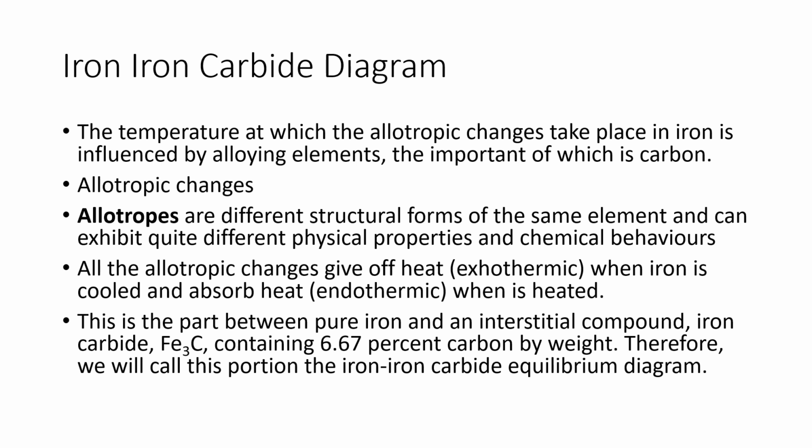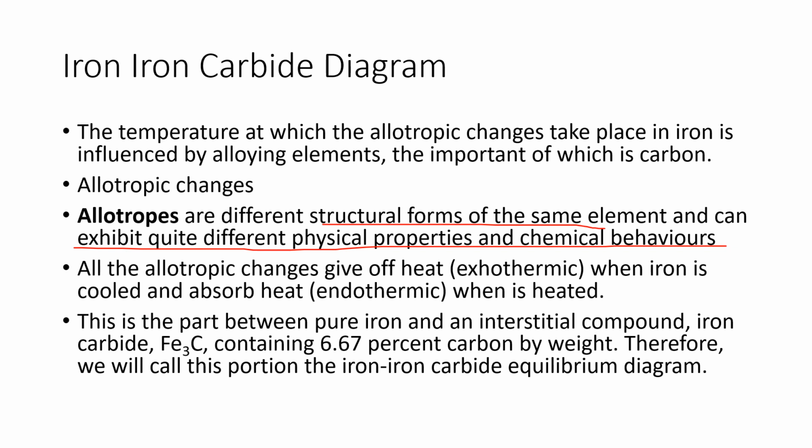The iron carbide diagram. The temperature at which the allotropic changes take place in iron is influenced by alloying elements, the most important of which is carbon. What are the allotropic changes? We know that allotropes are the different structural forms of the same element and exhibit quite different physical properties and chemical behavior.